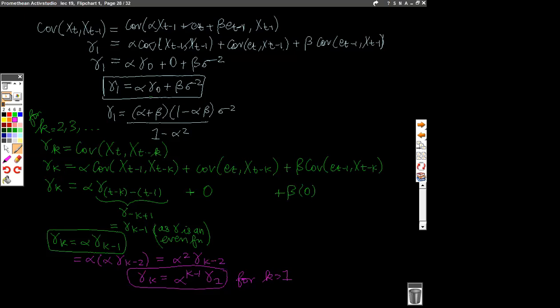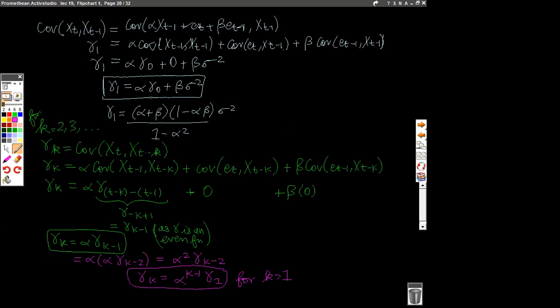I have a question actually. This gamma k is equal to alpha raised to k minus 1 into gamma 1 can also be written as gamma k is equal to alpha raised to k gamma 0, right? Yes. And why don't you do that? Can you answer that? Why don't you do that? I'm a little confused by what you mean by that.